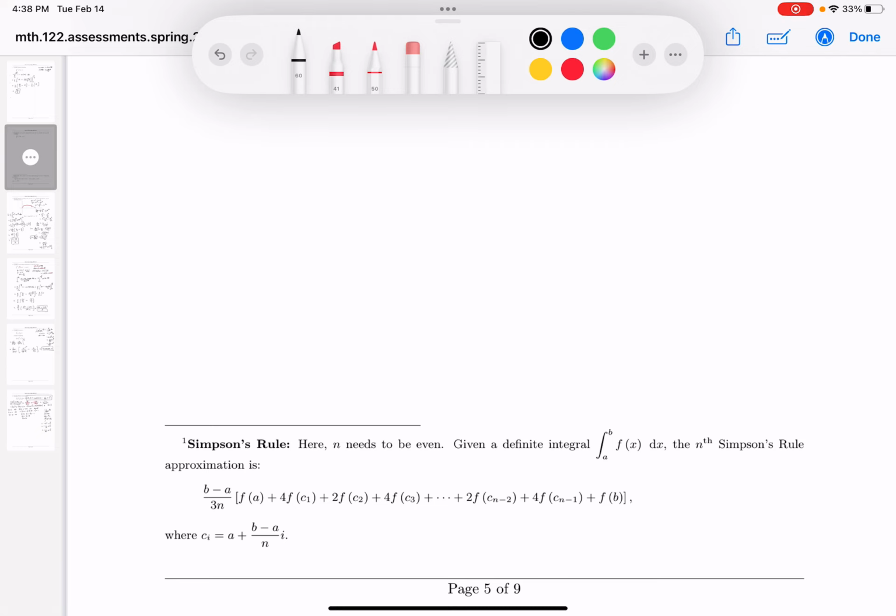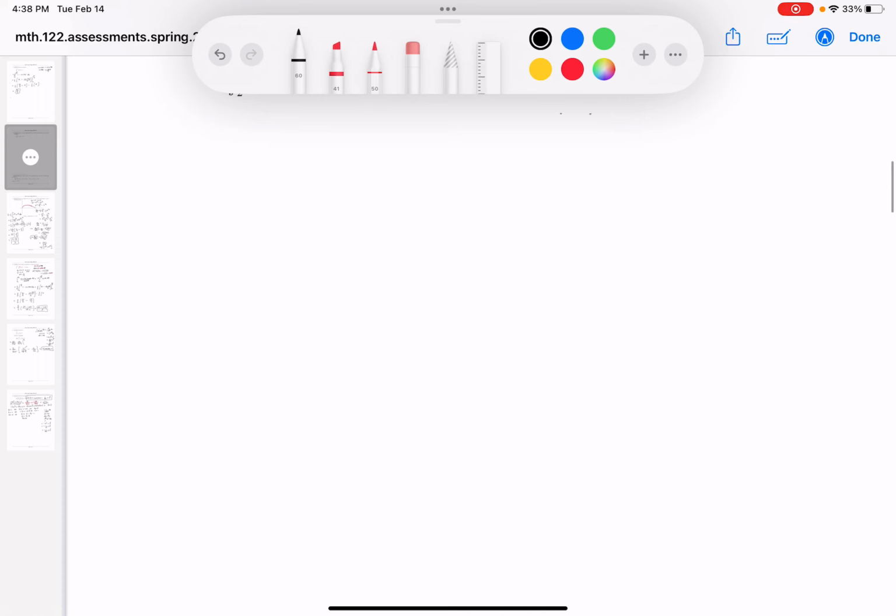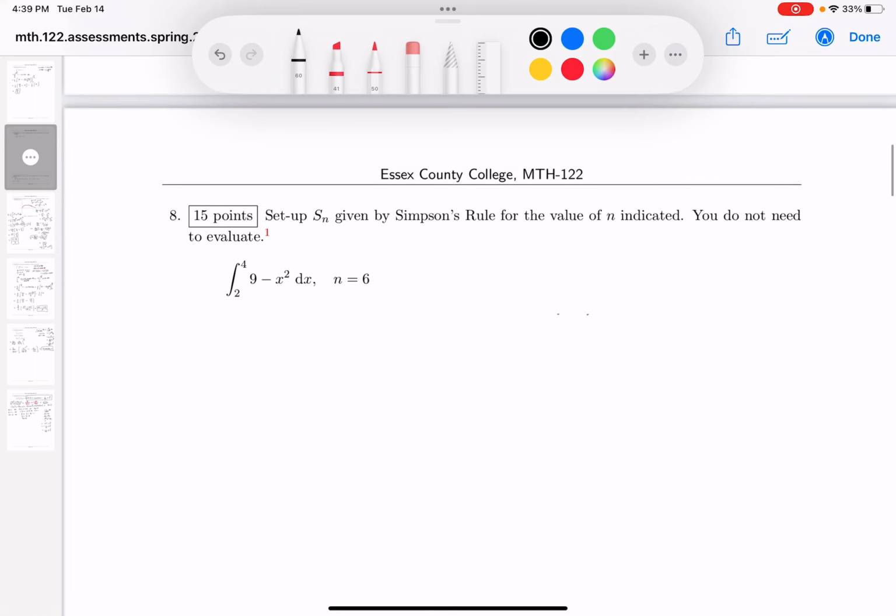All right? So, I need B, I need A, I need N, and I need F, and I need the C. So let's write these down one at a time. The A is 2. Again, you can look at the bottom of the page for that. The B is 4. F of x, pretty simple, is 9 minus x squared, right? The N is 6. And I think that's what I need to do the formula.